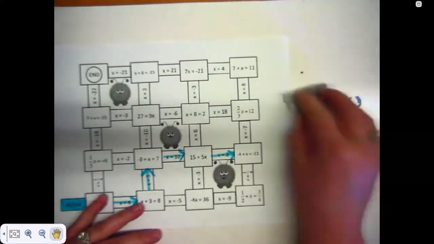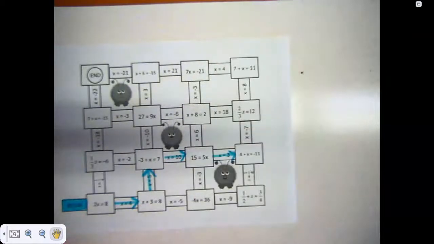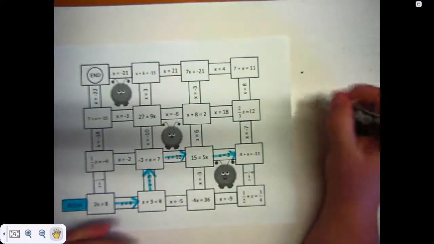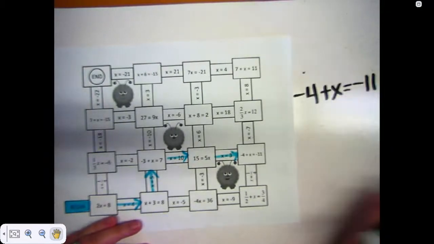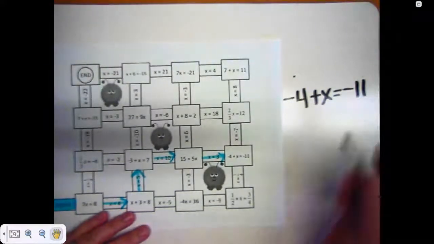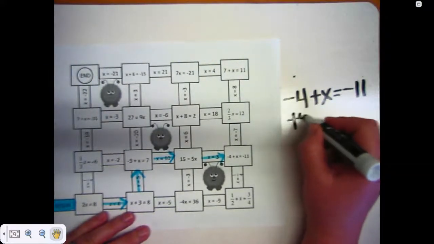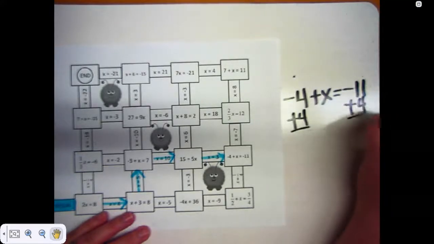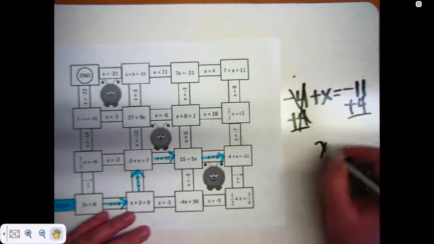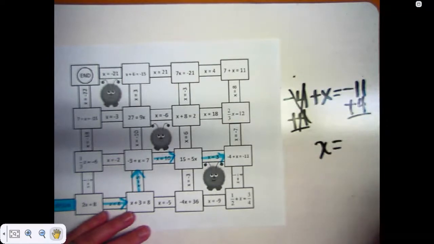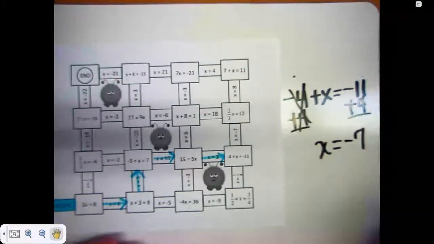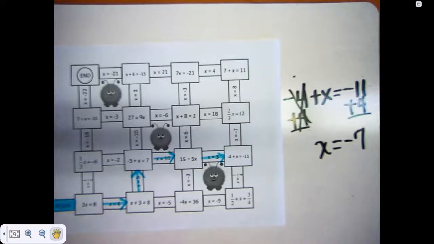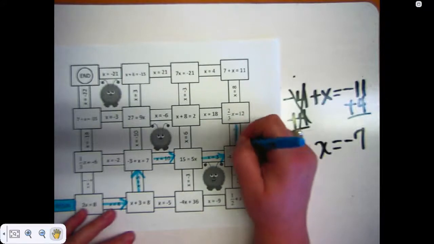This one says negative 4 plus x equals negative 11. So I need to get my x by itself, so I'm going to get rid of this negative 4 by adding 4 to both sides. This one goes away. I'm left with x is equal to negative 11 plus 4 is negative 7. So I'm going to look for negative 7. Here it is, so that tells me I need to go up to this box.